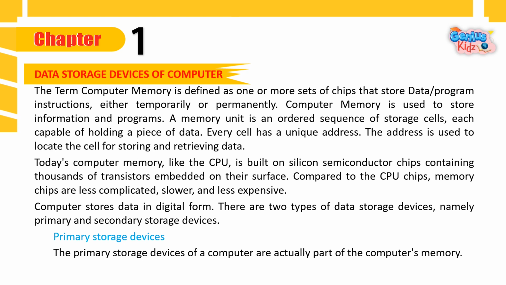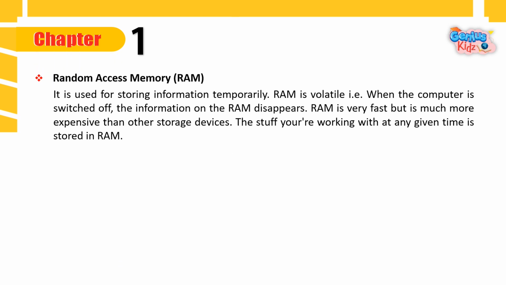Primary storage devices. The primary storage devices of a computer are actually part of the computer's memory. Random access memory, RAM, is used for storing information temporarily. RAM is volatile, that is, when the computer is switched off, the information on the RAM disappears. RAM is very fast but is much more expensive than other storage devices. The stuff you are working with at any given time is stored in RAM.